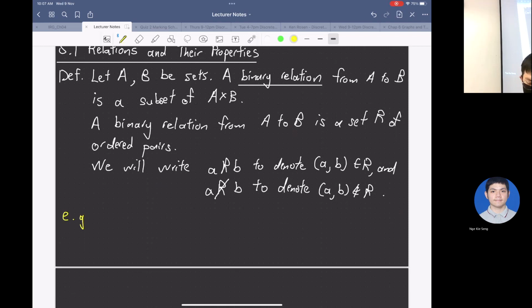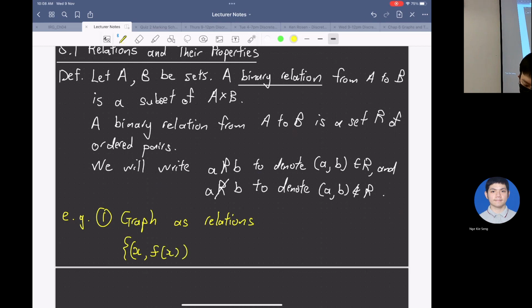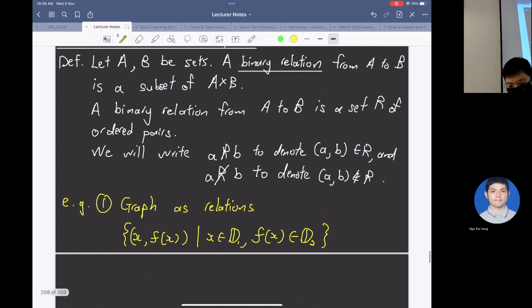Okay, example. This example you have all seen before. The first example is functions or graphs. Graph as relations. So what do you have? You have x and f(x). x is in your domain, and f(x) is in your codomain. I write D1 and D2 for the different sets, one is the domain, one is the codomain. Graph: x and f(x). So how you link x to f(x) is the graph.